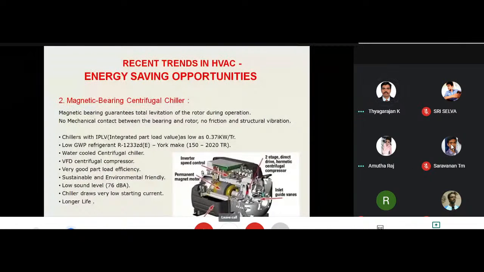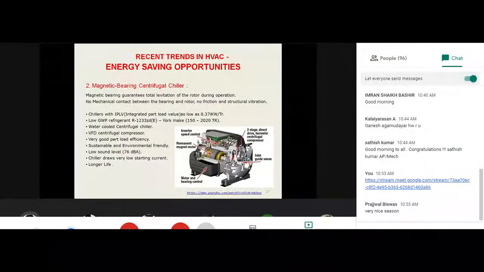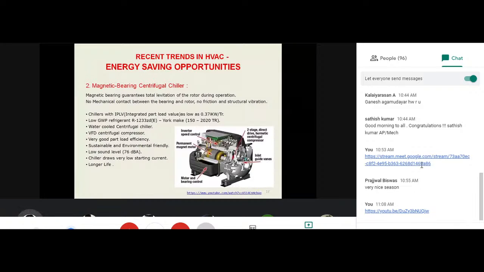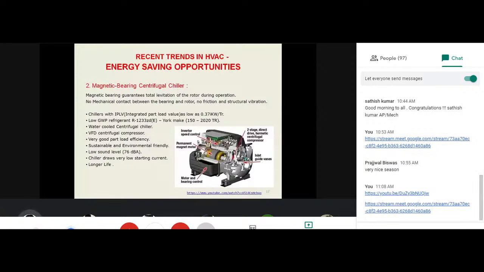The second point is magnetic bearing centrifugal chillers. Now it's coming up massively for bigger plants. For centrifugal chillers, normally we go for a big plant, where there is a big complex or, you can say, big infrastructure. There we go for a centrifugal chiller. With this magnetic bearing chiller, we need not have the regular kind of friction and wear and tear, and regular kind of bearings.